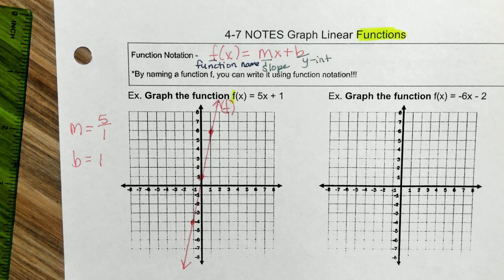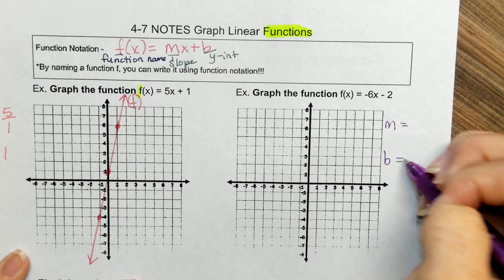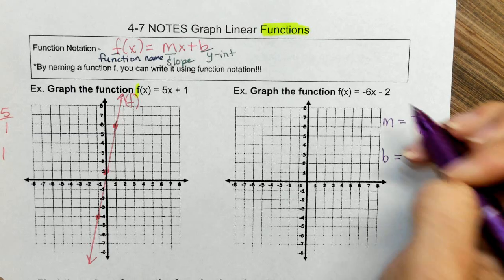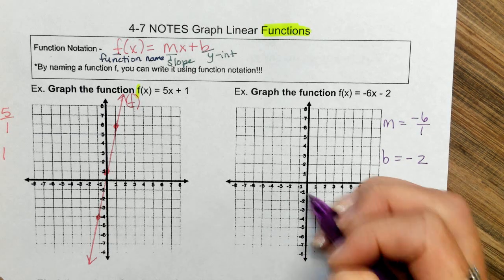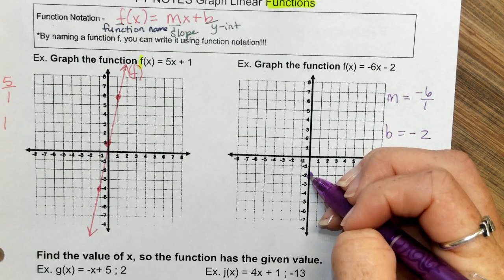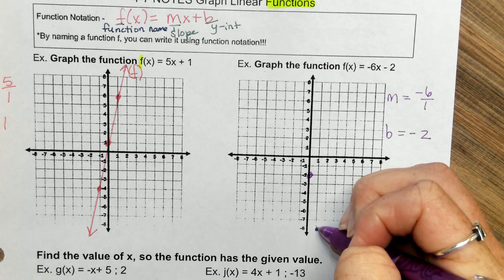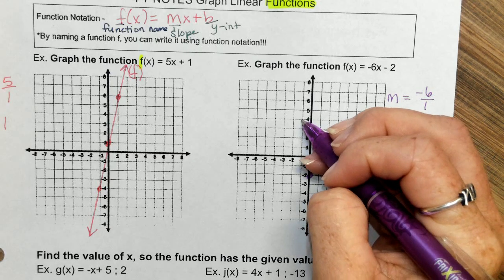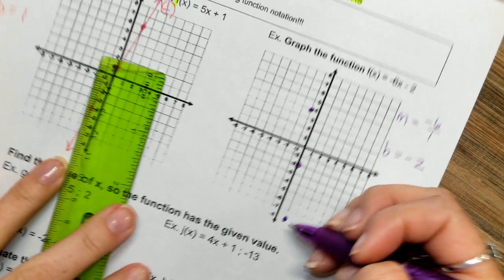All right, let's go do the next one. I need an m and a b. What is the m of this function? Negative 6 over 1. What is the y-intercept? So I go to the y-axis to negative 2. I go down 6, right 1, or I could have gone up 6, left 1. Connect your dots.